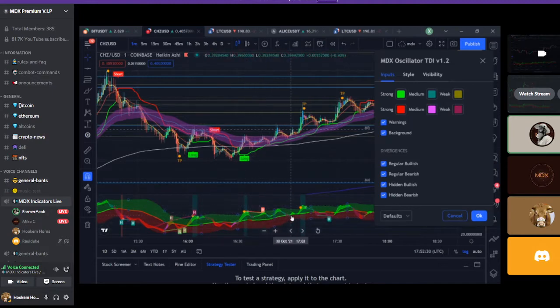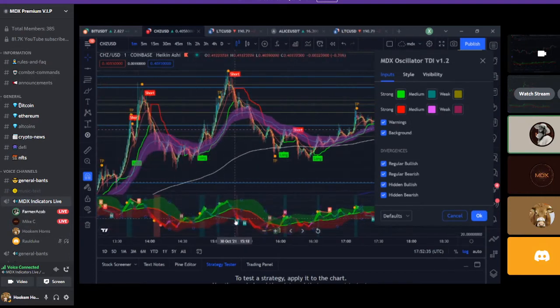Everything always does. It happens every single time. Look, every time it goes out, gets overbought, it comes back in. Every time it gets oversold, boom.